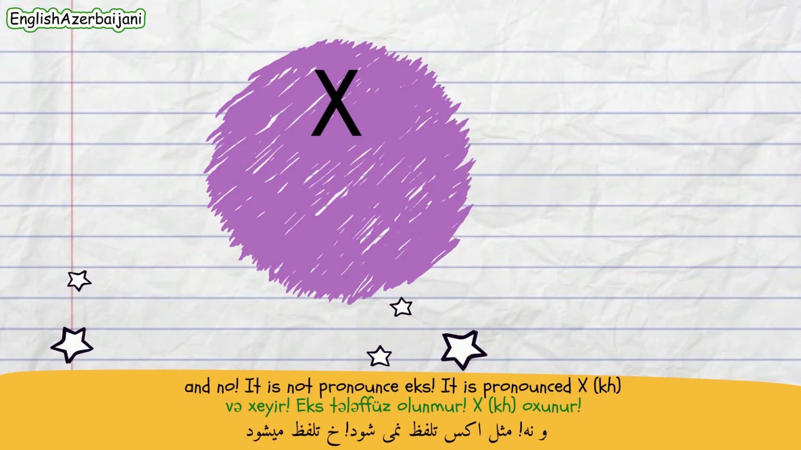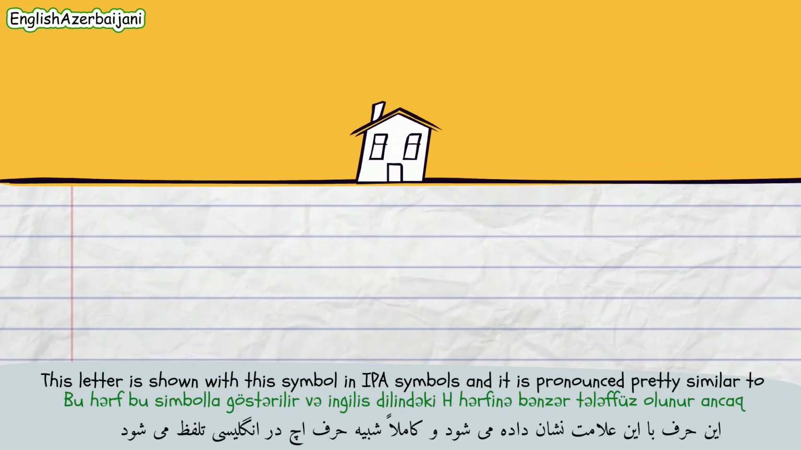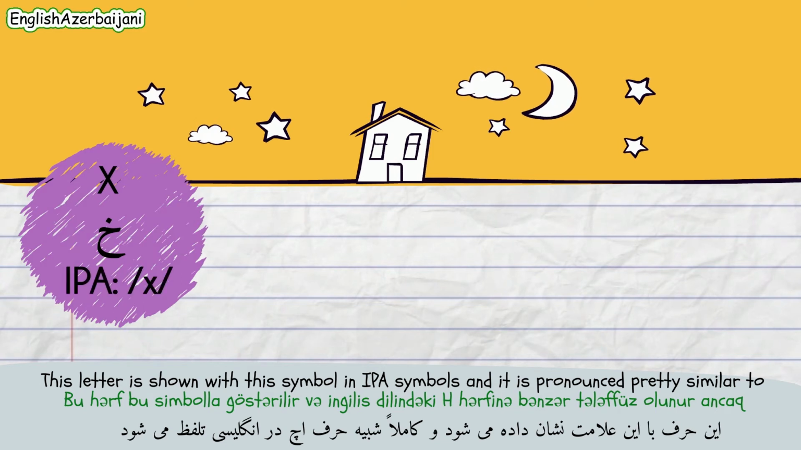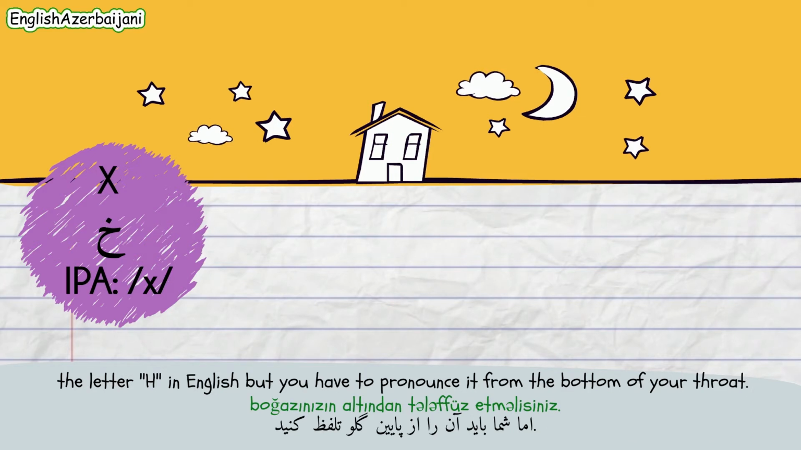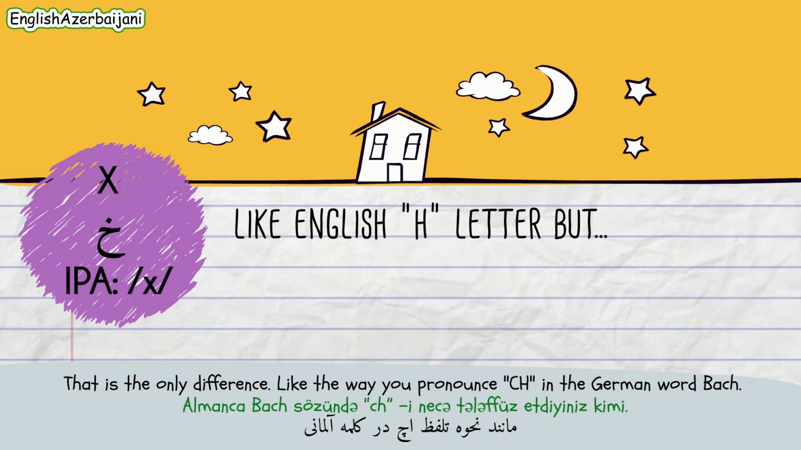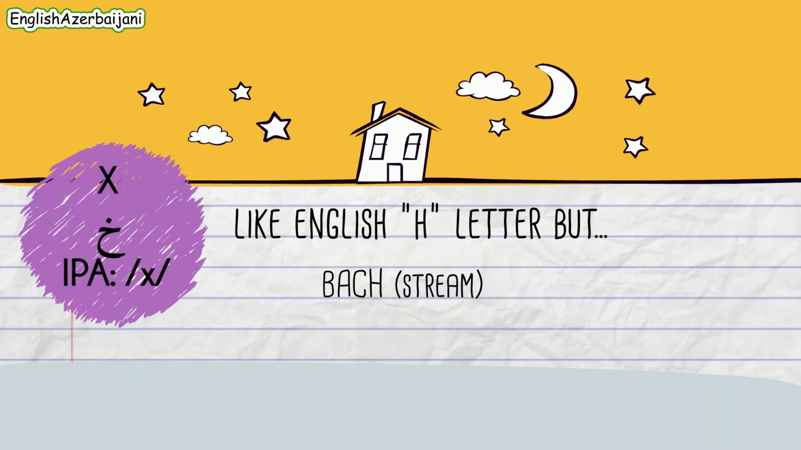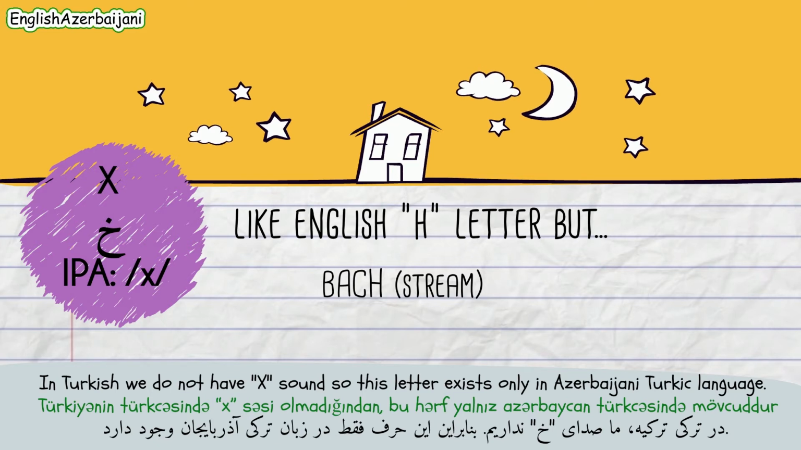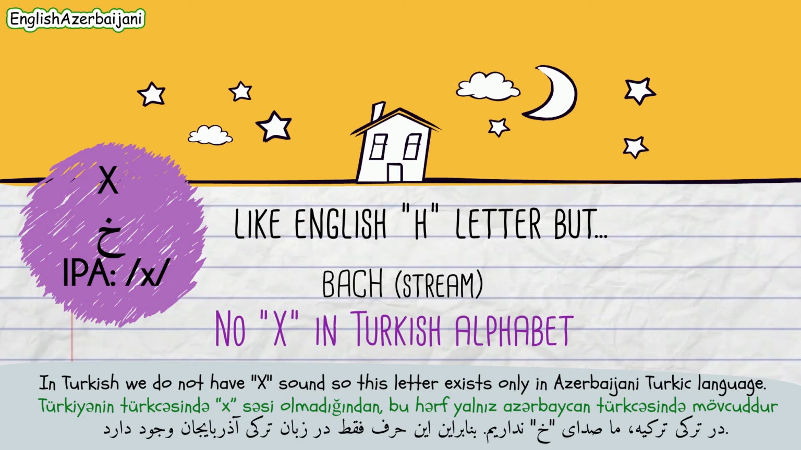And no, it is not pronounced X. It is pronounced X. This letter is shown with this symbol and IPA symbols and is pronounced pretty similar to the letter H in English. But you have to pronounce it from the bottom of your throat. That's the only difference. Like the way you pronounce CH in the German word Bach. In Turkish, we do not have this sound. So this letter exists only in Azerbaijani Turkic language.